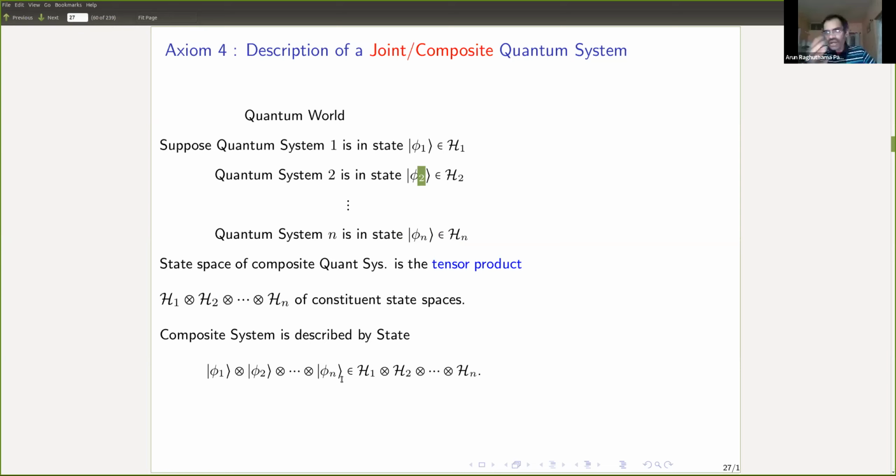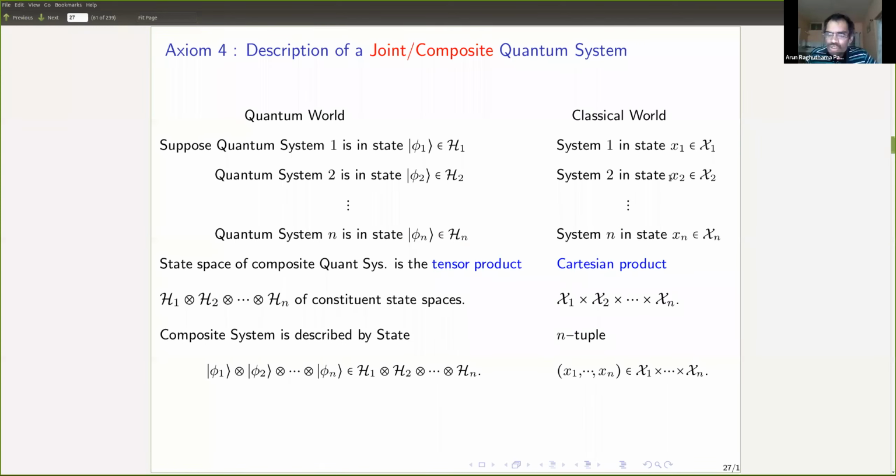Okay, so you might wonder, what am I saying, right? So I'll contrast it with the classical world for you to get a feel for what I'm saying. So suppose system 1 in the classical world takes the value x1 in a set X1. System 2 takes the value x2 in the set X2. System n takes the value xn in the set Xn. Then one can ask, what is the joint system, right? And the joint system is essentially described through its n-tuple x1 through xn, taking a value in X1 cross X2 cross Xn, right?